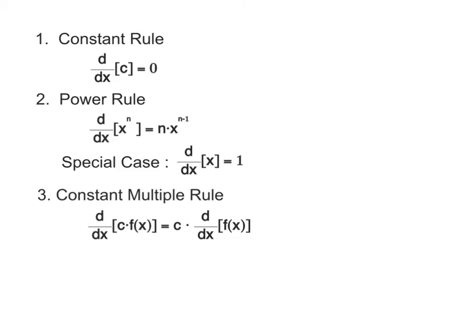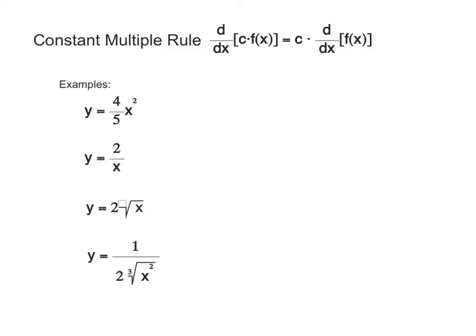So let's look at some examples here. 4/5 in this first example is the constant, so I'm not going to pay any attention to it. I'll start just by doing the derivative.